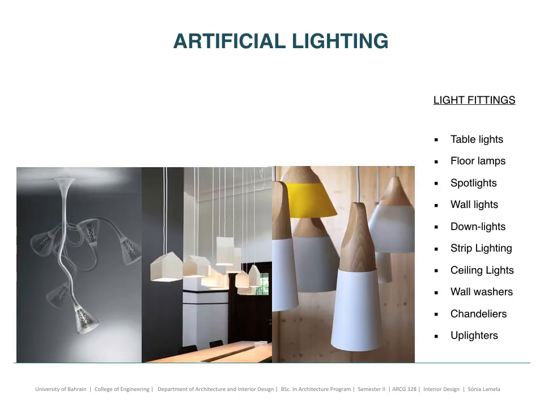In terms of the artificial lighting, we have different types of light fittings. We can have table lights, floor lamps, spotlights, wall lights, downlight strips, ceiling, wall washers, chandeliers, uplighters. There are different types of fittings that you can choose from.